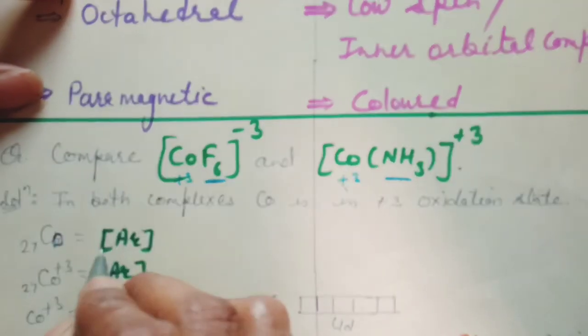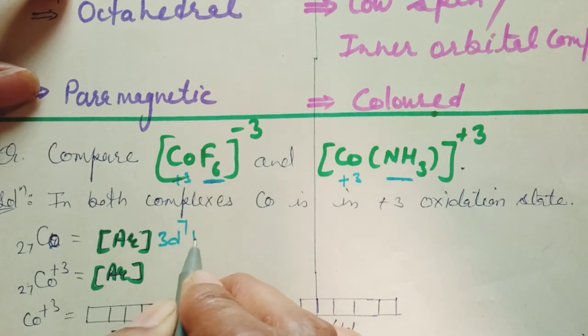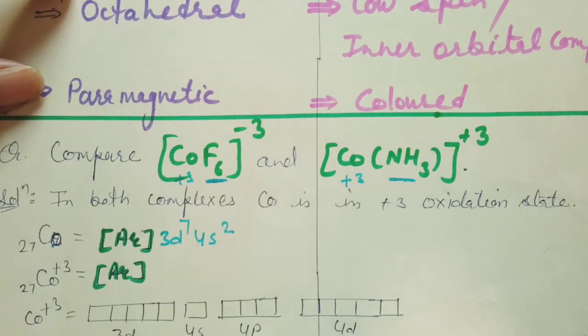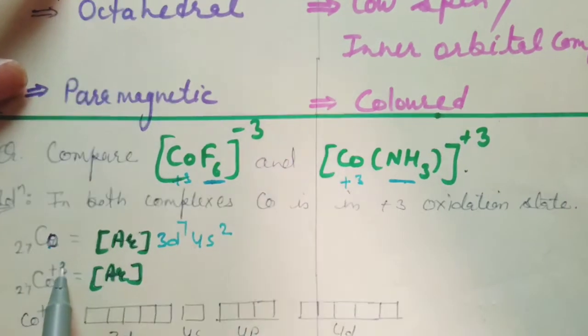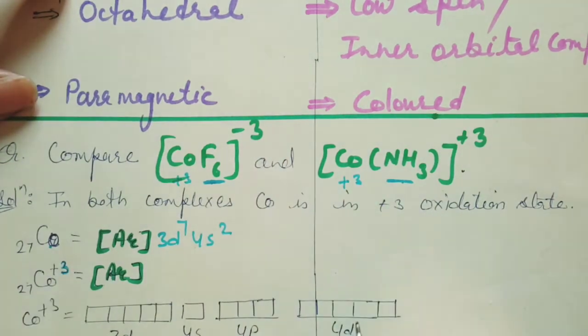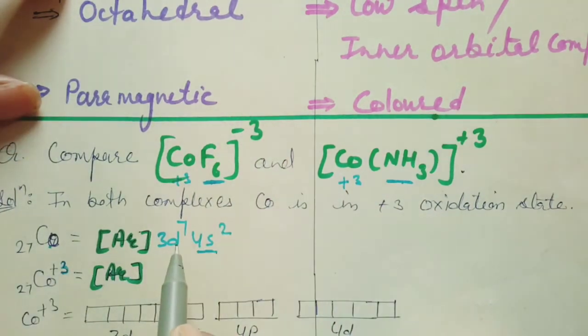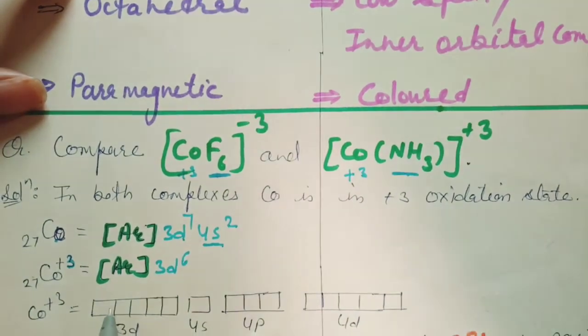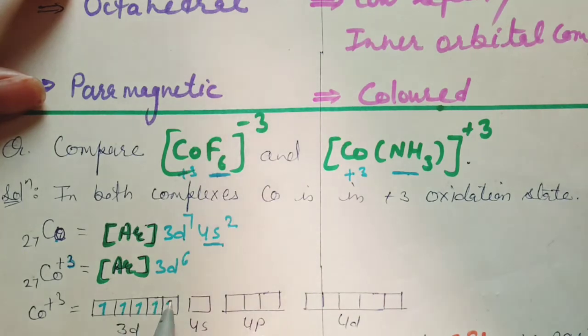The electronic configuration will be [Ar]3d7 4s2. When the +3 oxidation state is obtained, it means 3 electrons are removed, 2 electrons from 4s and 1 electron from 3d, so it will be 3d6. So the electronic configuration will have 1, 2, 3, 4, 5 and 6 electrons in 3d.